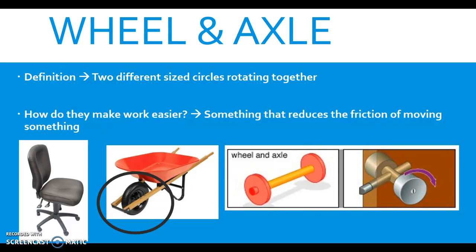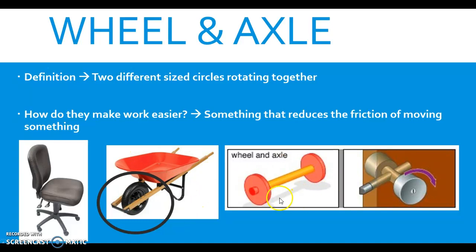Now, our second simple machine, a wheel and axle. What is a wheel and axle? An axle, excuse me, is two different size circles rotating together. How do they make work easier? They reduce the friction of moving something. For instance, when we're in a chair, the wheels on a chair help us move easier. The wheel on a wheelbarrow helps us move things that are in the container easier.